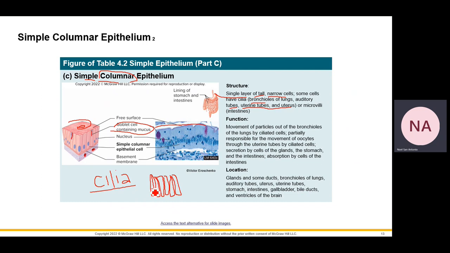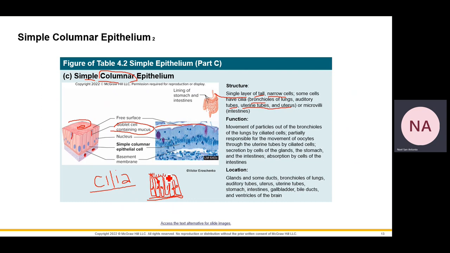And these are the nucleus, for example. Nyari, yun ang nucleus. And this is the basement membrane, for example. Okay. And for example, these are your goblet cells. Nyari, may nakasingit na goblet cells dyan. Okay. On the surface, you have tiny hair-like projections.